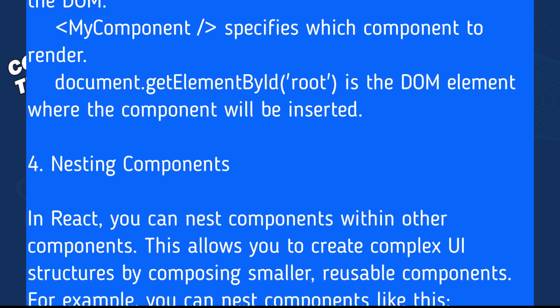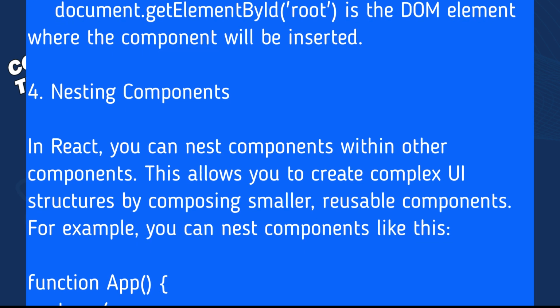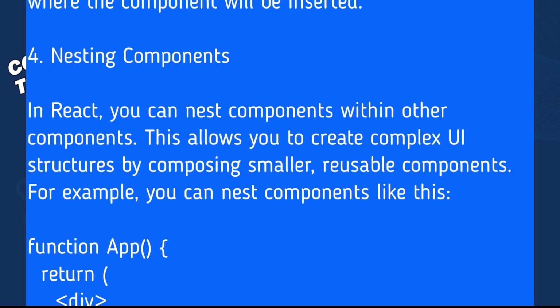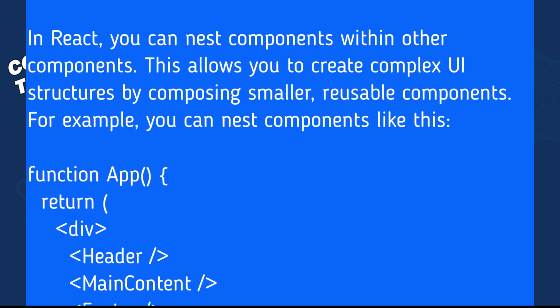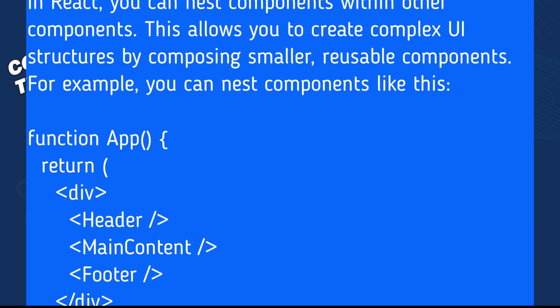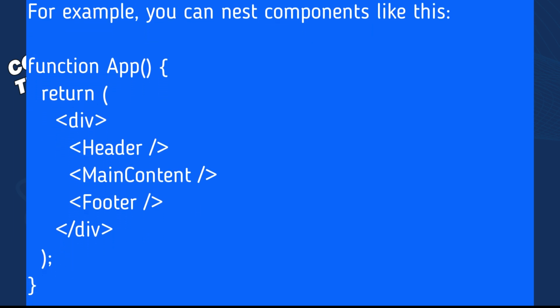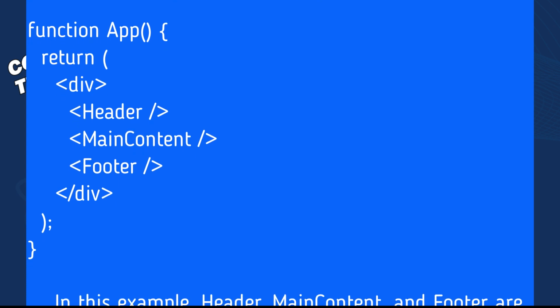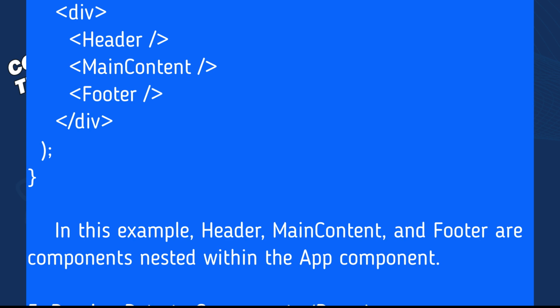4. Nesting components. In React, you can nest components within other components. This allows you to create complex GUI structures by composing smaller, reusable components. For example, you can nest components like this: function App, return, div, Header, MainContent, Footer, div. In this example, Header, MainContent, and Footer are components nested within the App component.